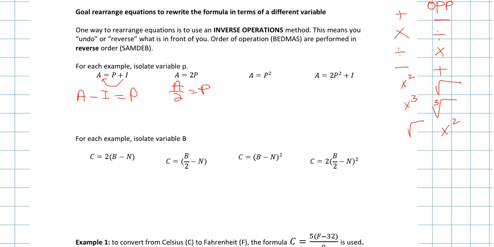A equals P squared. I want to isolate P, so I want to leave P alone. I don't want that square. How do I get rid of a square? Square root. So that's going to be the square root. Anytime you square root one side, you have to square root both sides, right? So that's going to be the square root of A equals P, because the square root and the square cancel each other.